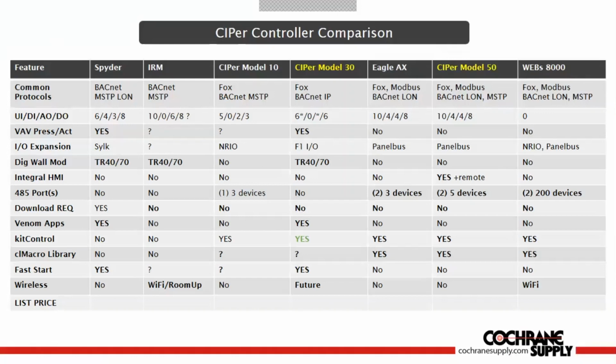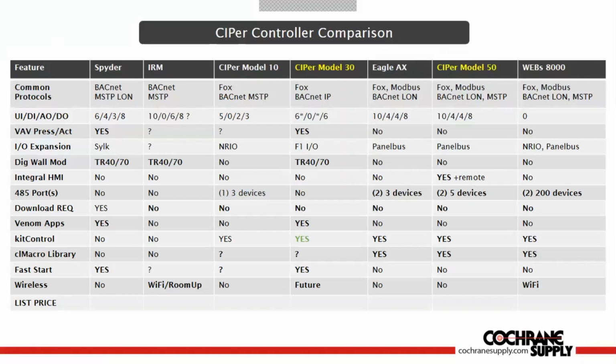But the table here is to give you a general understanding of what the various I/O count capabilities are from controller to controller. If there is a VAV pressure and integrated actuator offering, what type of I/O expansion is being used or is compatible with, what digital wall modules is it compatible with.